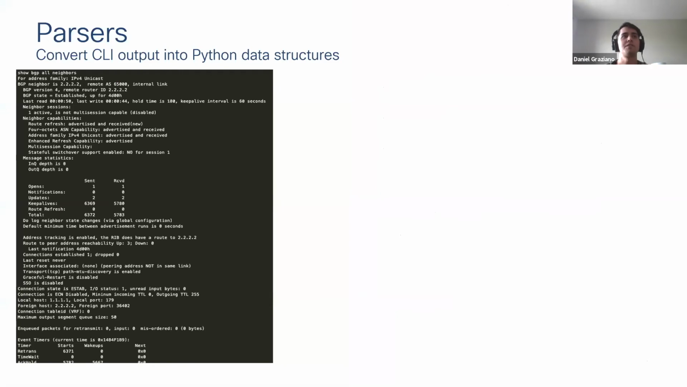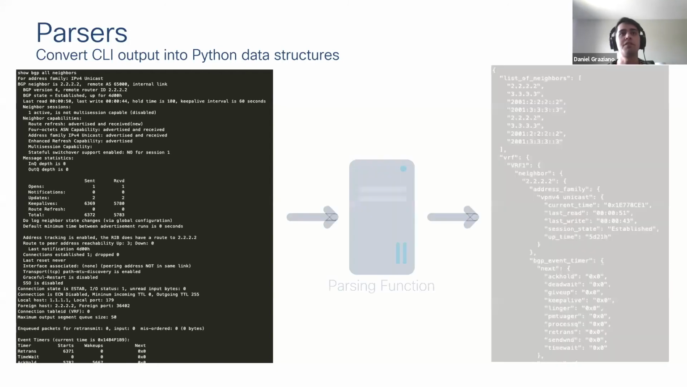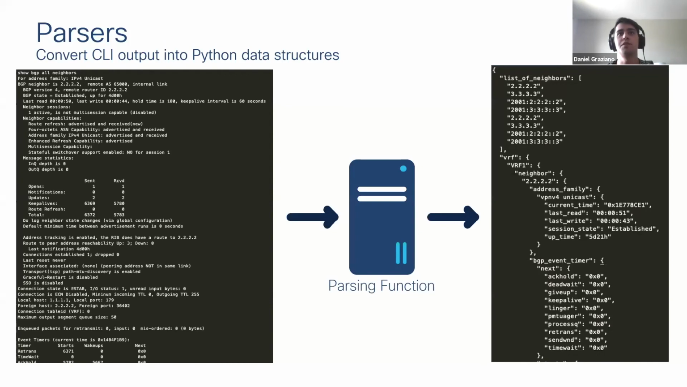So parsers. Parsers will convert CLI output into Python data structures. On the left here, you can see that we have output from show bgp all neighbors. And the issue with output like this, it's hard for an application to pinpoint the data you need in a script. So our parsing function will convert it into structured data where you can actually access the data you need Pythonically.